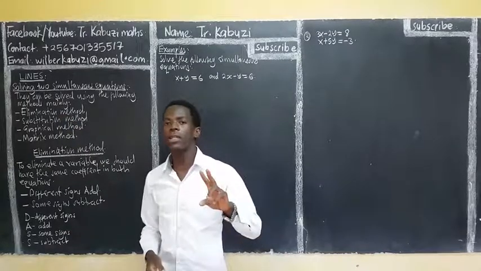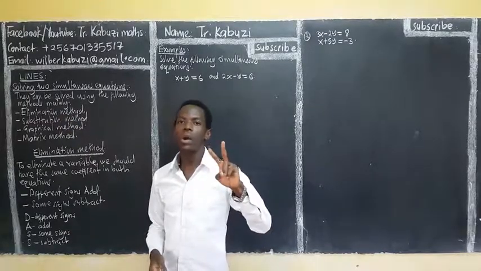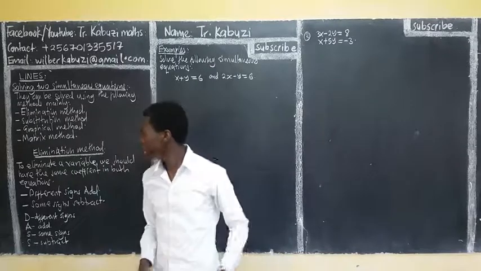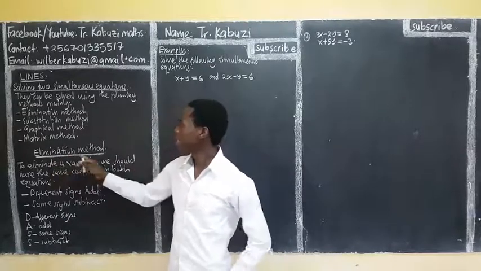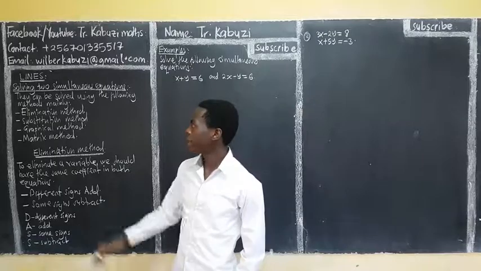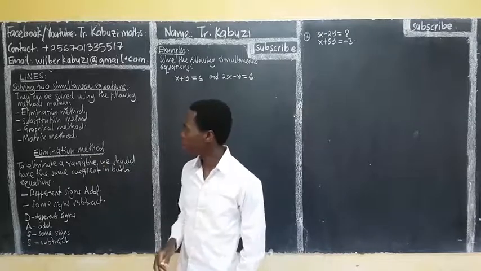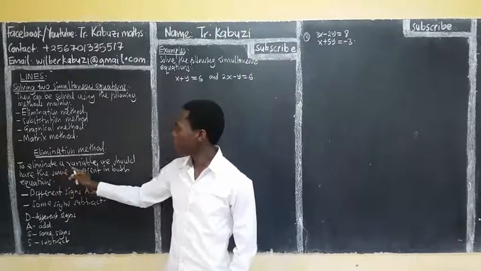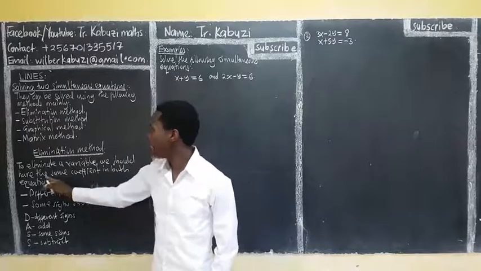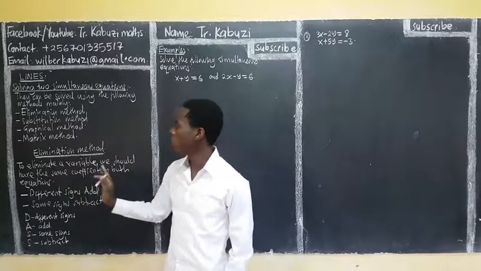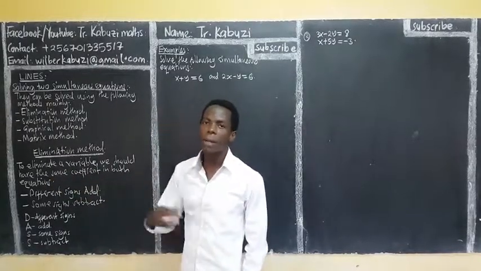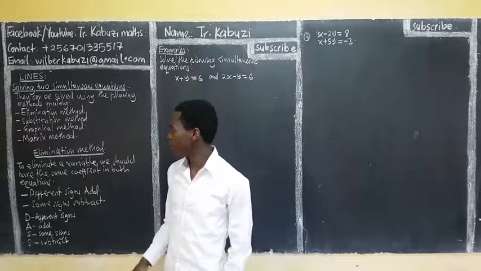These two simultaneous equations always have two unknowns with the two equations. So let us now focus on the elimination method first, then you can come to the substitution method. To eliminate a variable, we should have the same coefficient in both equations. How do we do this? By multiplying, as you are going to see.